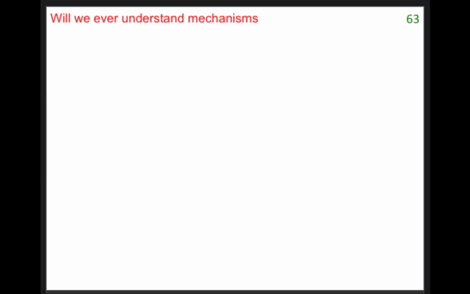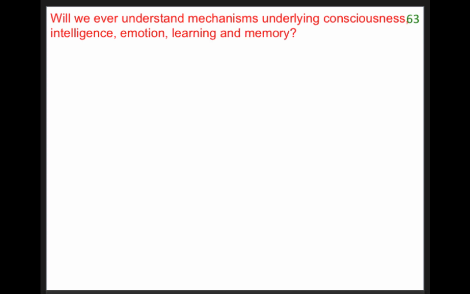All right. So, next question for you to think about is, considering how complex the brain is and all the connections and how plastic it is, how it's always constantly changing, will we ever understand the mechanisms underlying our consciousness, our intelligence, our ability to feel emotions, to learn, and to remember things? It seems kind of so complex it's out of reach, but seriously, we are trying, right?